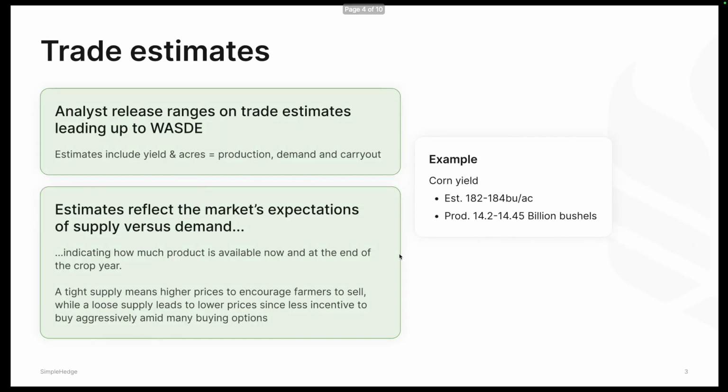So, trade estimates. Leading up to the WASDE, analysts will be releasing ranges of trade estimates. It can be private or public. A lot of this information you can find easily through Twitter, as many people are posting what they're reading and seeing, and you can find different articles. Those trade estimates include yields, acres that equal the production, demand, and carryout. The estimates reflect the market's expectation of supply versus demand, essentially indicating how much product is available now and at the end of the crop year.